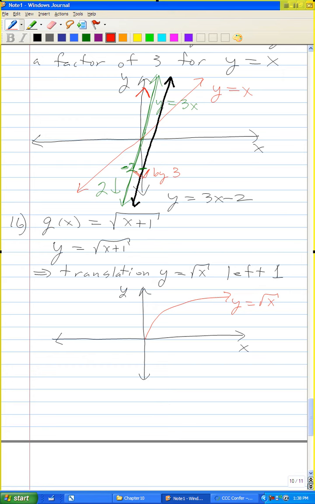Now I'm going to translate this left by 1 unit. And so I get that. Oh, I guess I should make it into a bigger one. So it looks something like this. And so that's a graph of y equaling radical x plus 1.